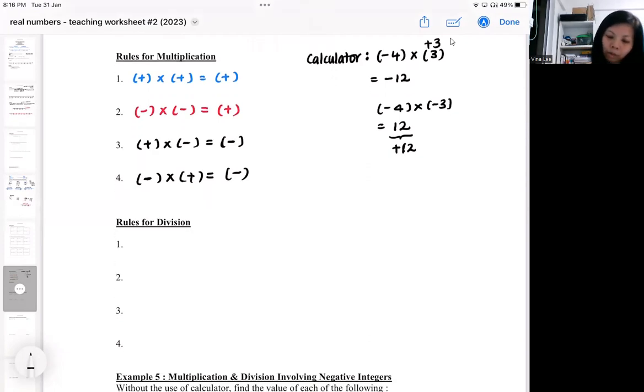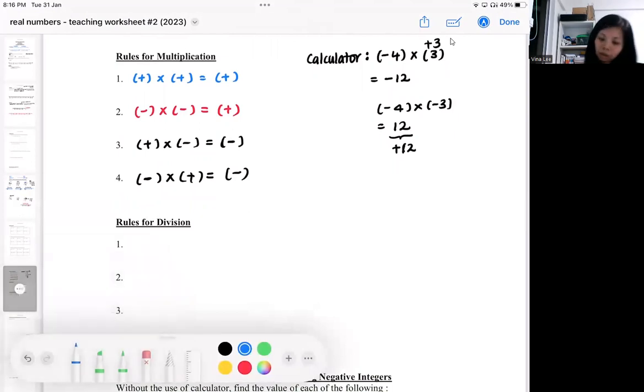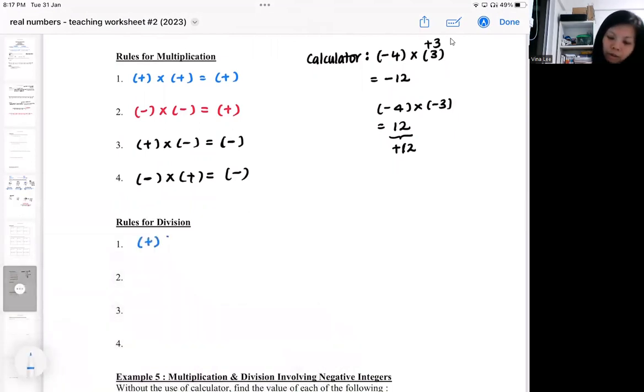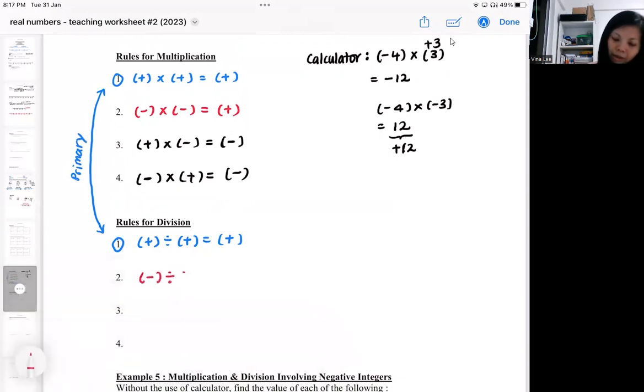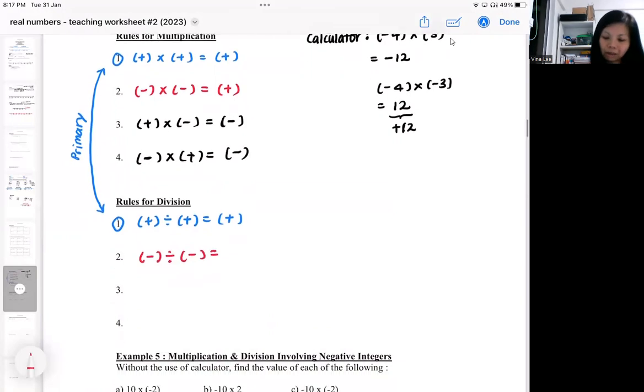Okay, so rule number 1, when everything is positive, it will just be positive. It will be the same for division. Positive divided by positive is positive. Basically, these two are nothing new. You have been doing it in primary school, because in primary school, you only see positive numbers. If you got a negative number divided by a negative number, that's like two negative guys meeting each other. It will become a positive number.